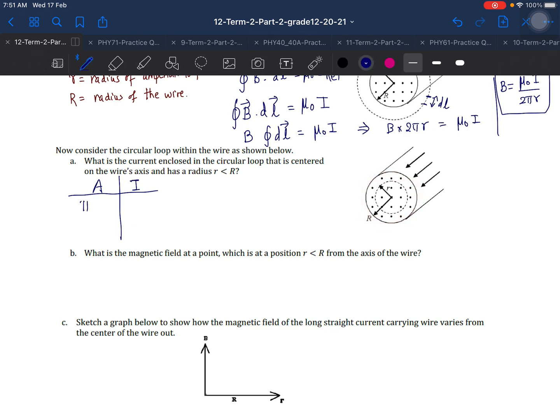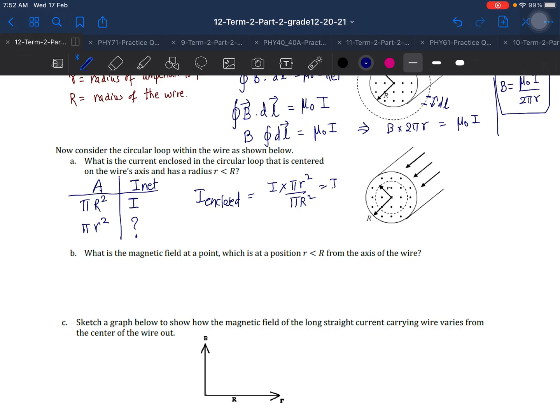So for pi capital R square, the current, let me write this as I net, the current is I itself. That's the current which is passing through the wire. And for the area which we want to find out, that is the Amperean loop's area, we want to find what's the current. So we are just going to find by unitary method. So I'm going to multiply this way and divide this way. So I enclosed will be equal to I multiplied by pi r square over pi capital R square.